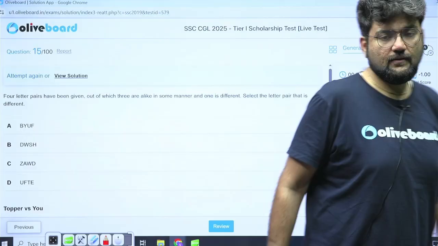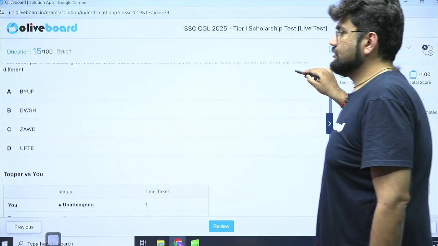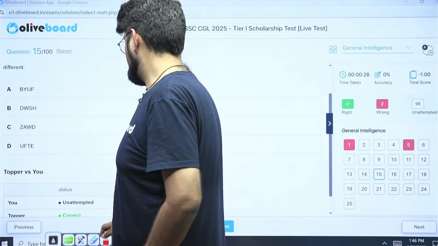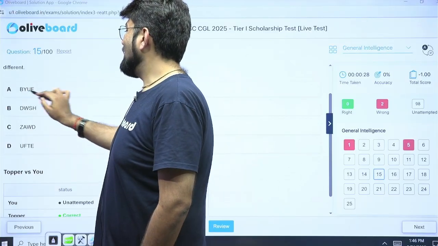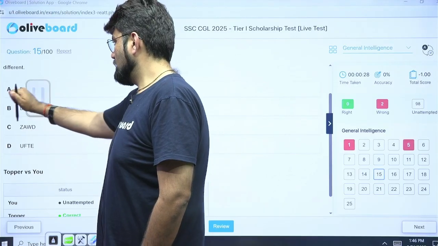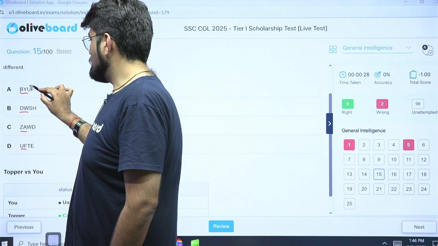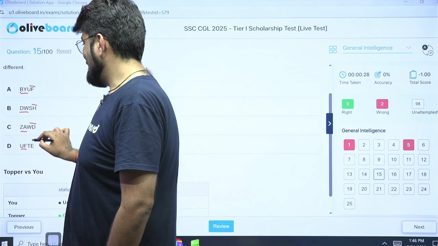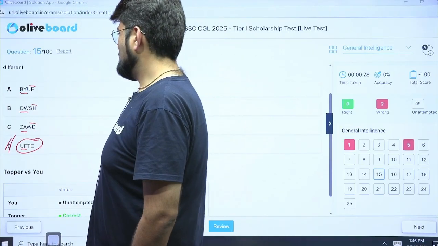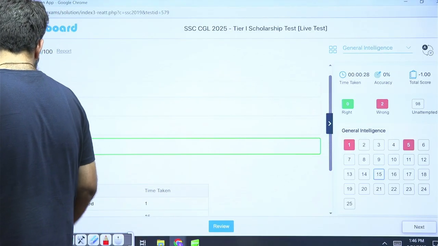Question number 15. Again, odd one out, but for letters. How do we check this? Okay, BY opposite, DW opposite, ZA opposite, UF opposite. Okay, the first two are opposite. The next two are also opposite. UF, SH, WD and TE is not opposite. So option D becomes the correct answer. Is it? Yes.